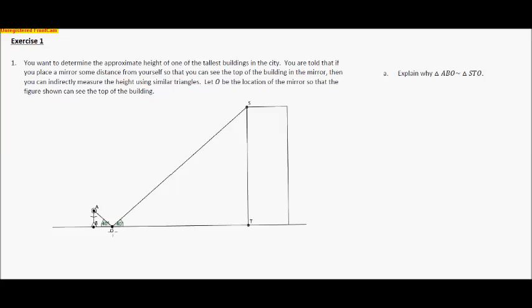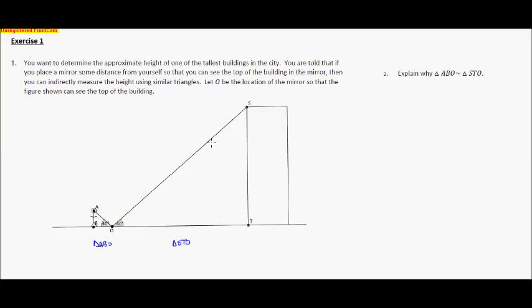What they set up is, if you put a mirror right here on the ground and you set it up so that this person could see, this is the line of sight, this person is looking at the mirror, they can just see the top of the building in that mirror. So they've set up two triangles. I should name it the same as over here. This is triangle ABO, the smaller one, and the larger triangle is triangle STO.